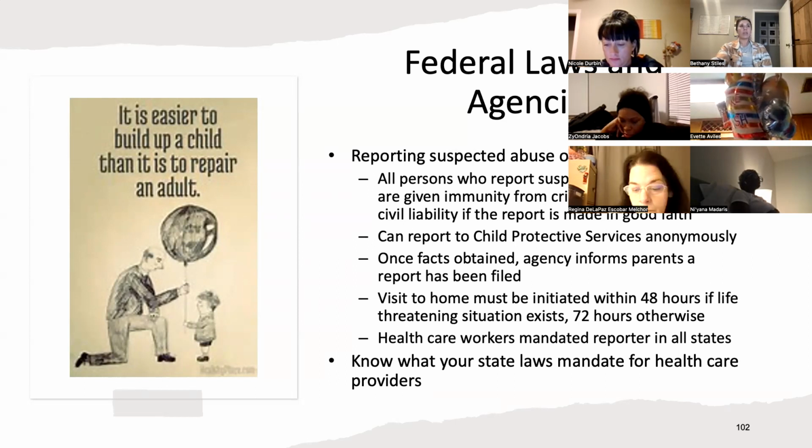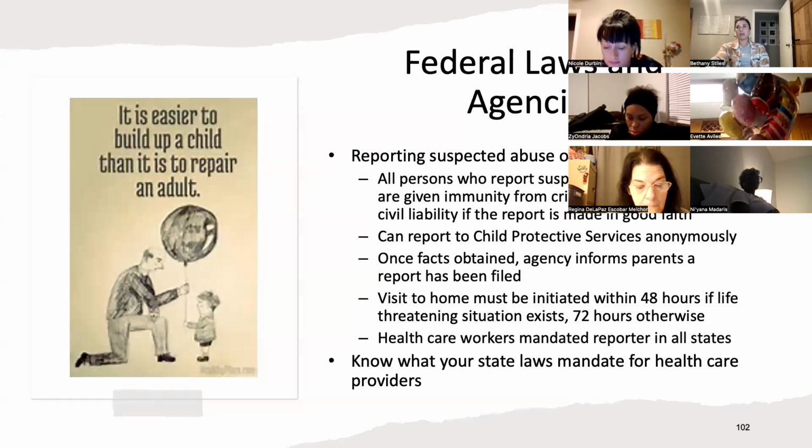Once a report's been made, Child Protective Services will gather all the facts that they can, then let the parents know that there's been a report filed. They'll go out and visit the home within 48 to 72 hours, and then make their judgments based on their home visit and all the information that they've gathered. It's important that you know your state laws regarding mandated reporting. Sometimes the states are a little bit different.